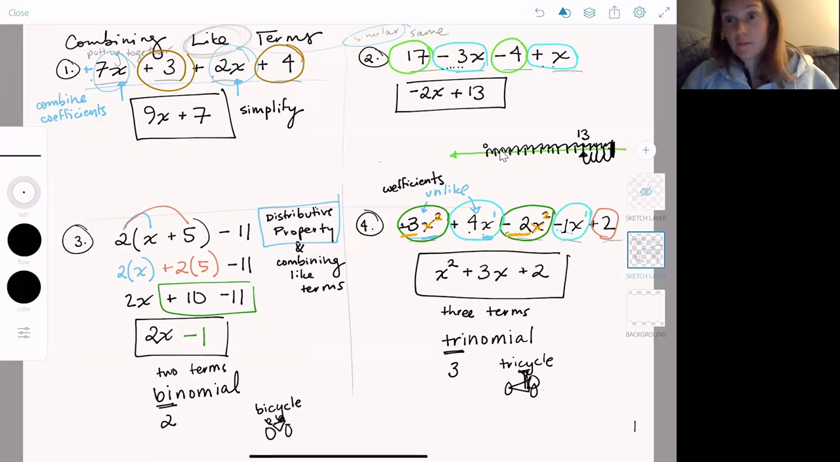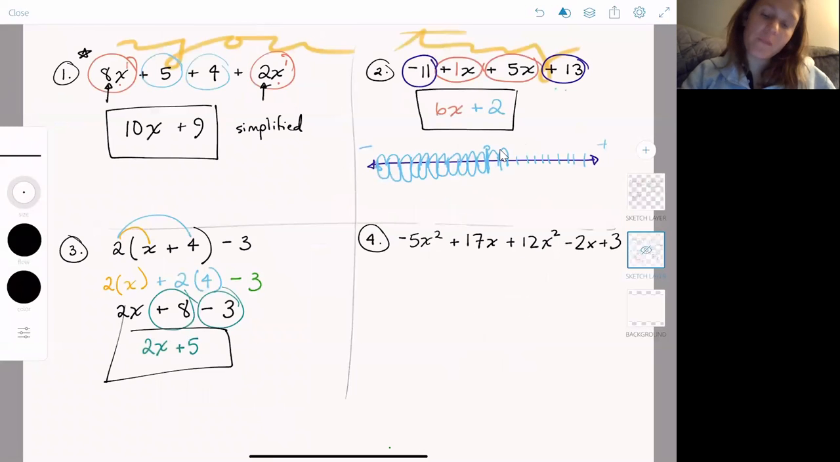Okay, whatever. So binomial, 2 terms. Trinomial, 1, 2, 3 terms. You cannot simplify it any further. So stop the video. Try number 4 alone before you do it with me. Okay?